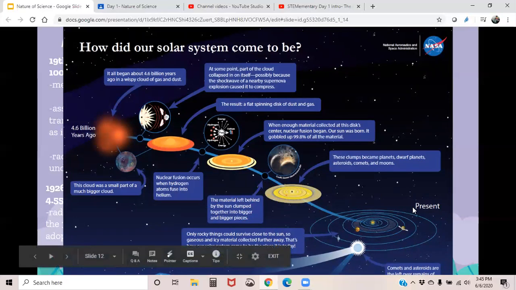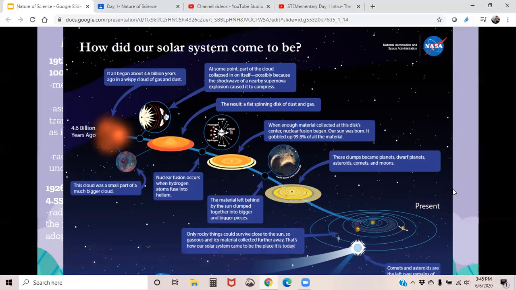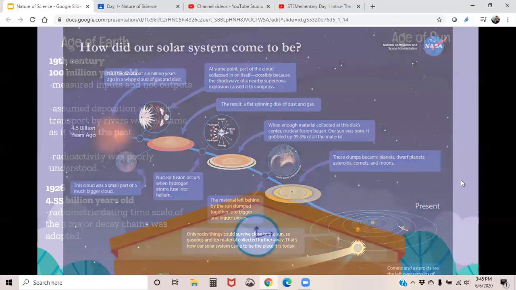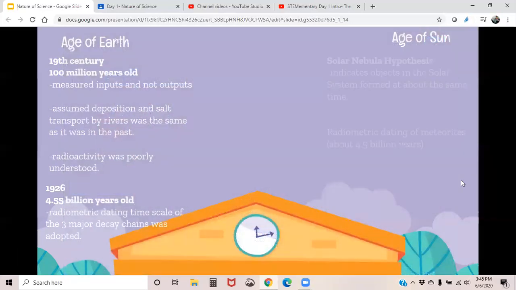into the solar system that we know presently, which we believe is still forming in ways. And so that's evidenced through meteorites and things that are still, you know, colliding with other planets. And it's just much more mature than it originally was. So when we think about the age of the sun, then using the solar nebula hypothesis, that would indicate that objects in our solar system formed at about the same time. So the sun likely formed about 4.5 billion years ago, 4.6 billion years ago as well.